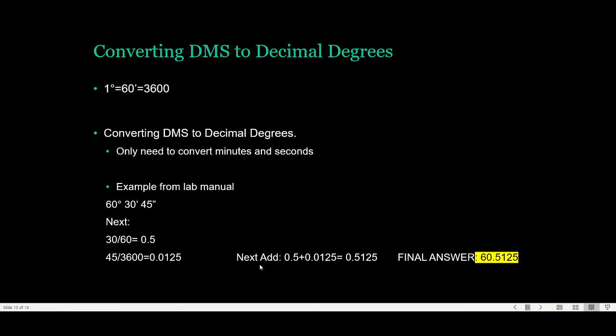And next, we are going to add 0.5 plus 0.0125, which gives us the answer of 0.5125. We keep the 60 the same and just put the 0.5125 right after it. And that will be your final answer. So that's how you will solve that problem in your quiz.